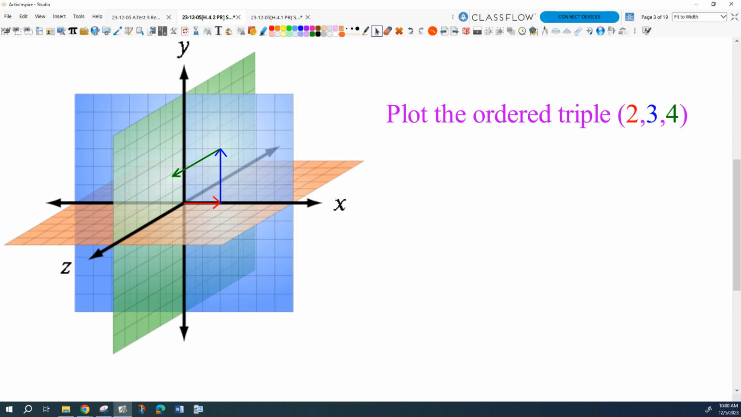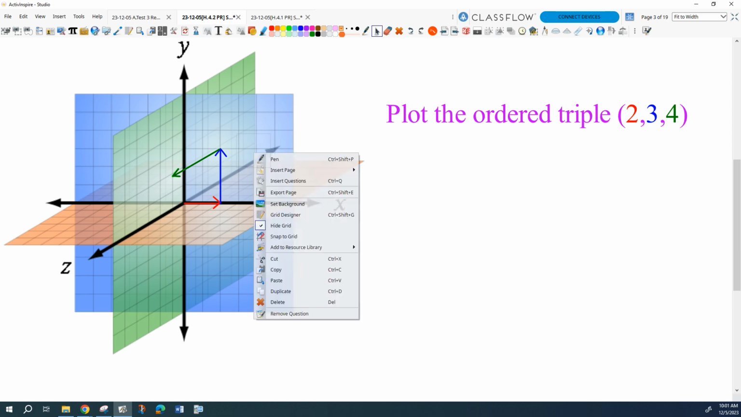Well, that means starting at the origin, which is now the intersection of all 3 axes, not just 2. We're going to tell the ant to move 2 in the x direction, positive 3 in the y direction, and then positive 4 in the z direction. And so it's that point right there in space that I'd be graphing, not on a plane. Okay.